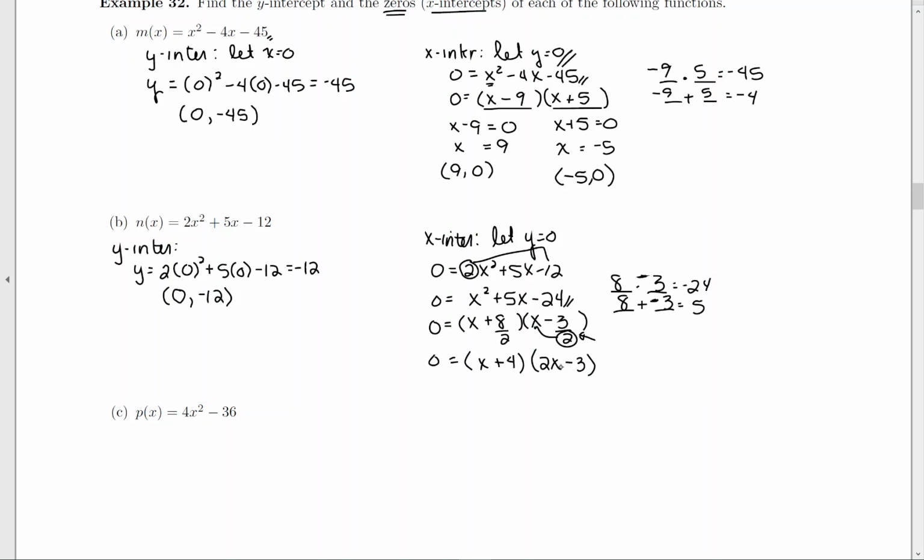If I FOIL this out, I'm going to get the 2x squared. I have a minus 3x plus 8x, which is the plus 5x, and then a positive 4 times negative 3 does give me back negative 12. Set each factor equal to 0. I get x equals negative 4, or 2x minus 3 equals 0. 2x equals 3, x equals 3 halves. So I have two x-intercepts, one at negative 4, 0, and the other one at 3 halves, 0.